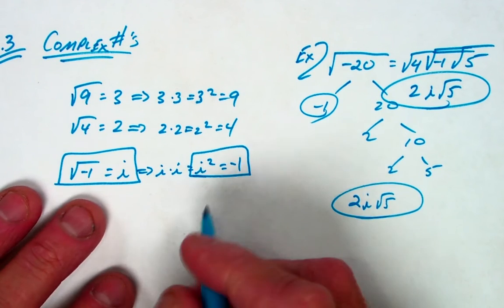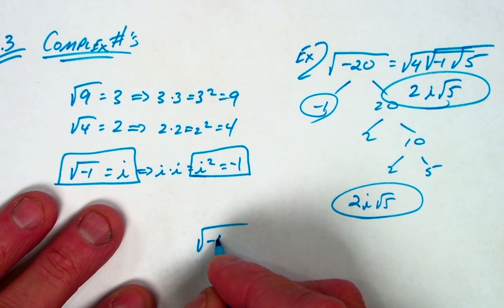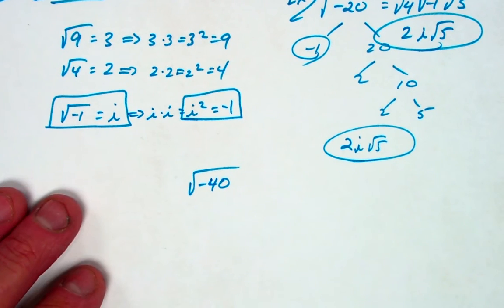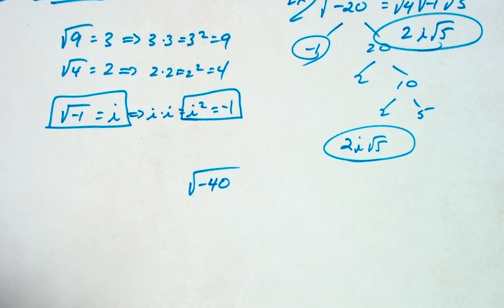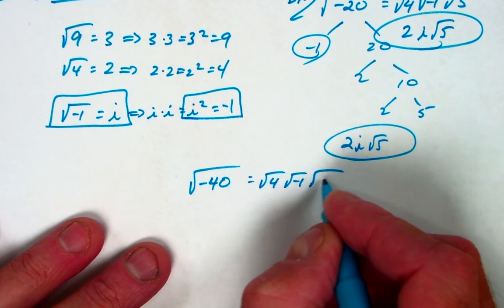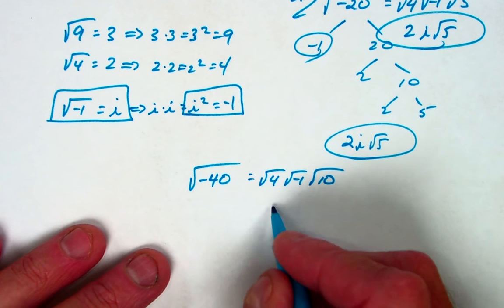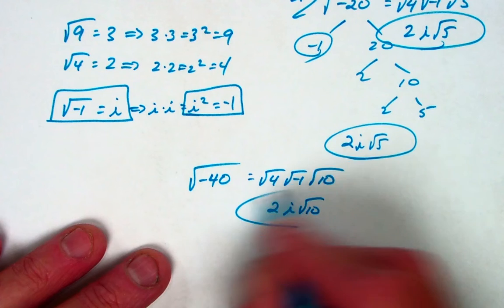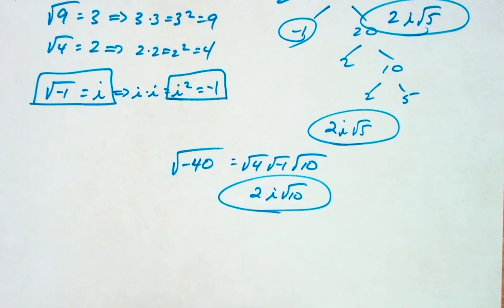Okay? So let's try one. Square root of negative 40. Go. Just try it. I know we don't have whiteboards anymore. After you're done, look up, and if you got it right, go, yeah.